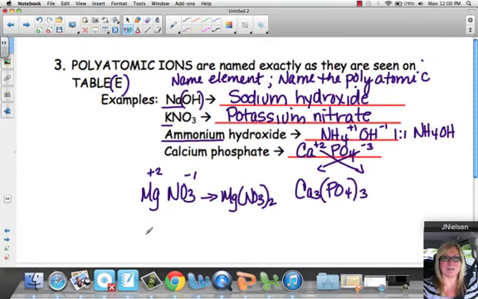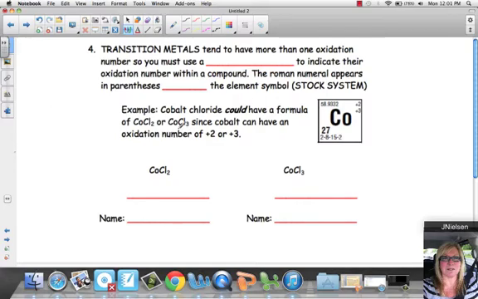Now, if I have something like sodium sulfate, sodium's +1, sulfate's -2, this 2 comes down here. So I don't have to put a parenthesis here because it's going to be Na2SO4 and there's only one SO4. So hopefully that helps. All right, let's talk about transition metals.